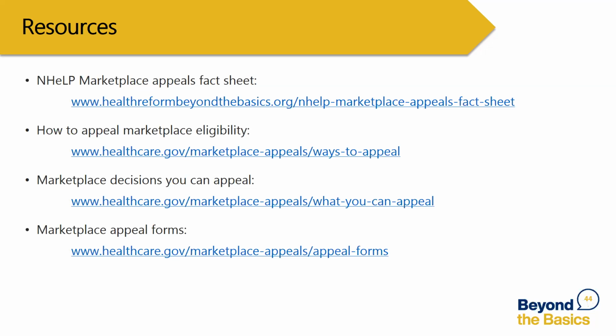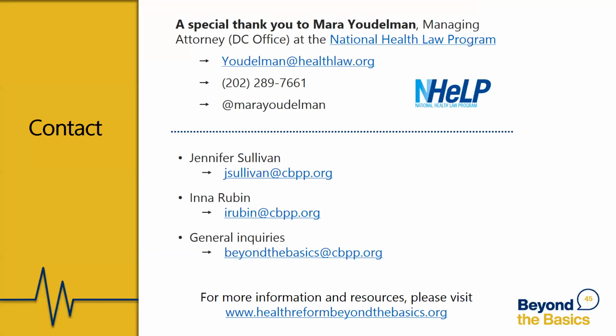We have a fact sheet that we put together, which summarizes some of that information I went over earlier in the presentation, and a couple of websites from the marketplace that also outline, again, what is and isn't appealable and how consumers can file appeals and where to do that. So at that point, I'm going to wrap up the formal presentation and happy to start hearing some of the questions.